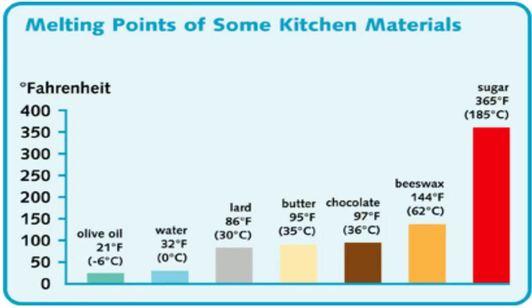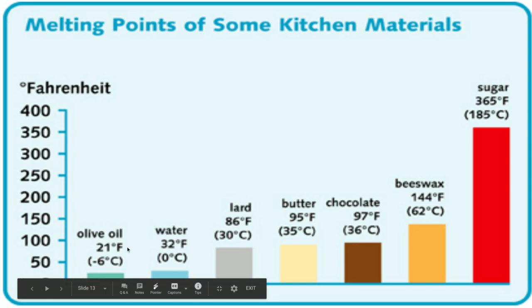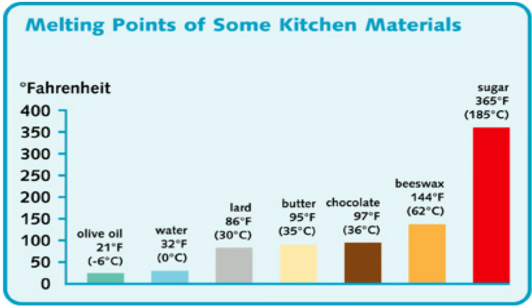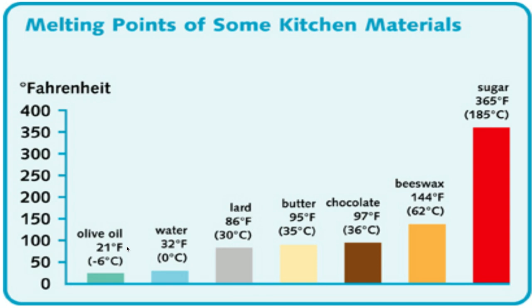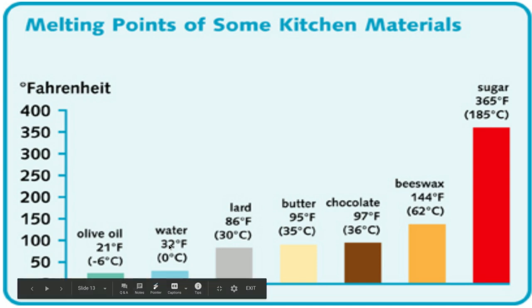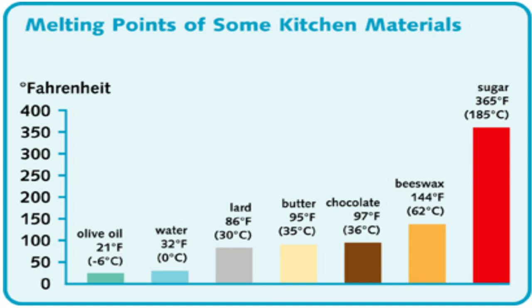Here are the melting points of some basic kitchen materials. Olive oil is a liquid at any temperature above 21 degrees. So if you put olive oil in your freezer, well, your freezer is pretty much set to 32 or lower. So olive oil will not turn to a solid in your freezer. Water will be frozen, but olive oil will not be. Olive oil will be considered melted in your freezer.